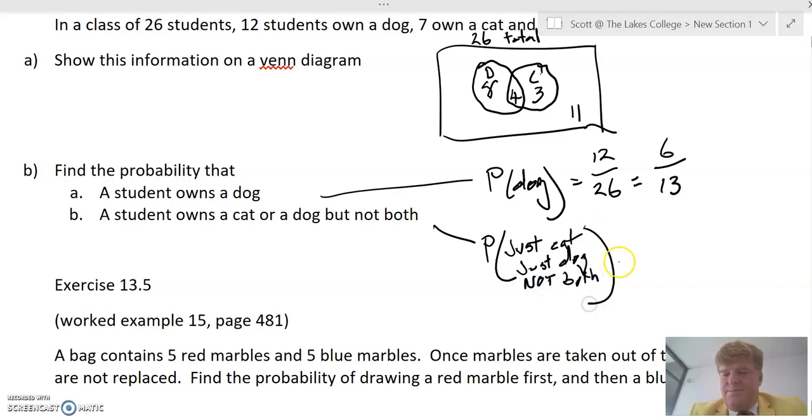Let's have a look at those numbers. Students who own a cat but not a dog is 3, a dog but not a cat is 8, so there's 11 out of 26 as the probability there.